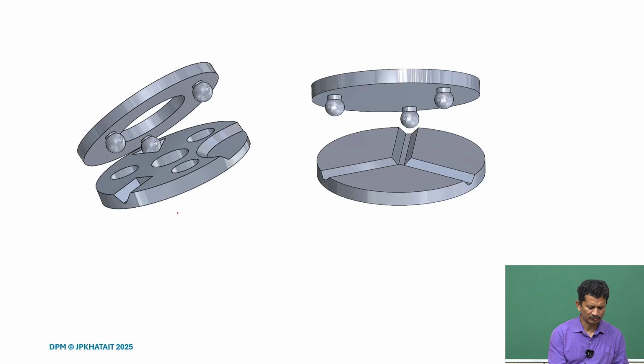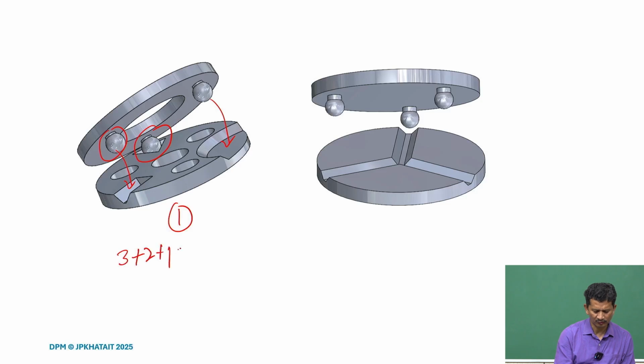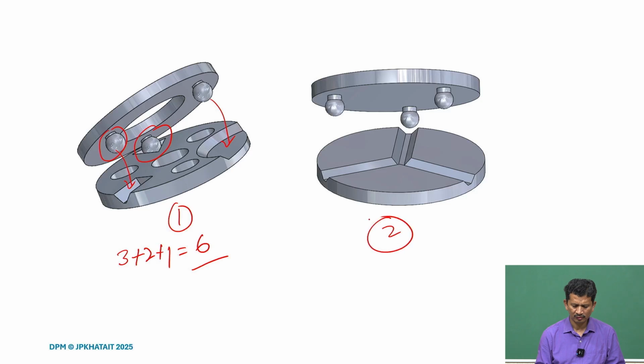So, these are two examples. In the first one we have these 3 contacts: a spherical ball with the inner tetrahedron hole, and then the V groove, and then the flat. So, it is the same 3 plus 2 plus 1, total 6 contacts. Yes, we have to check whether it is exactly constrained, and we will learn how to calculate and how to find if there are any redundant constraints. But if it is exactly constrained, then it will be fully defined, and there will be 6 constraints in this case.